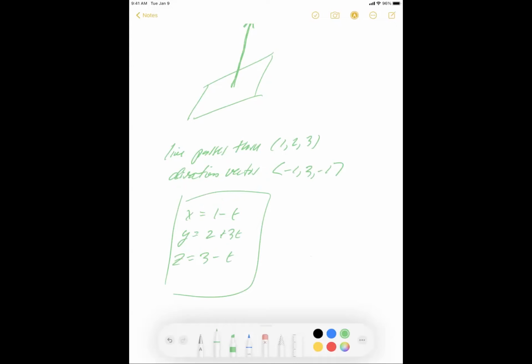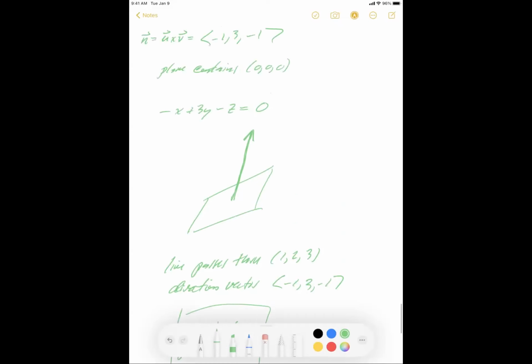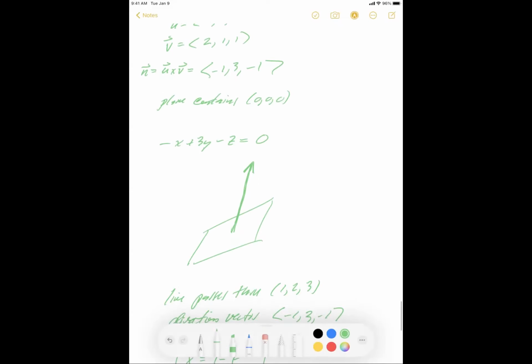I guess this is more for B. I get how you find the normal vector for the plane by doing the cross product. How do you find what it equals? You said the plane contains the origin, 0, 0, 0, and you said negative x plus 3y minus z equals 0. How do you know it's equal to 0? It's always equal to 0. Oh, okay. Whenever you're setting up the equation of a plane, you always set it equal to 0.